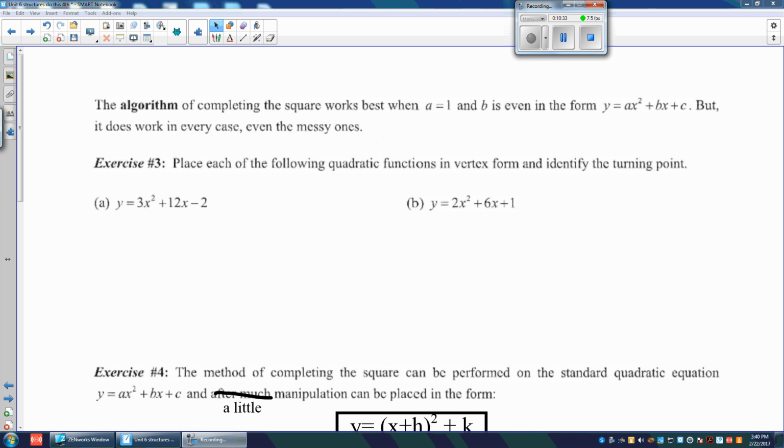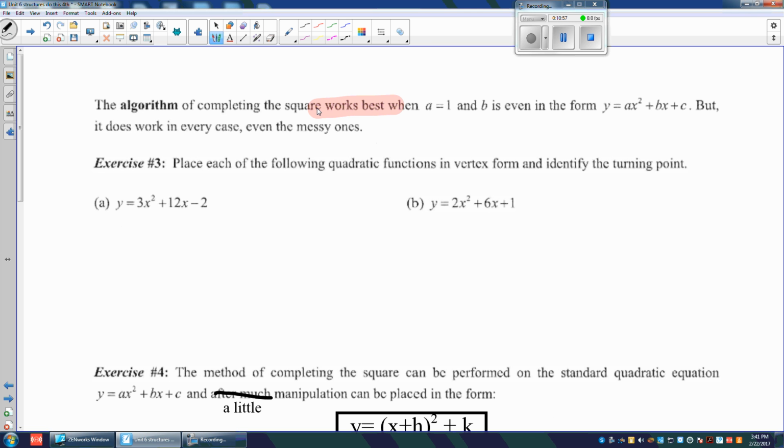On the next page, it says the algorithm or the process of completing the square works best when a is 1. Works best, he's even saying it, works best when a equals 1 and b is an even number, in the form y equals ax squared plus bx plus c. But it does work in every case, even the messy ones, even when a is not 1.